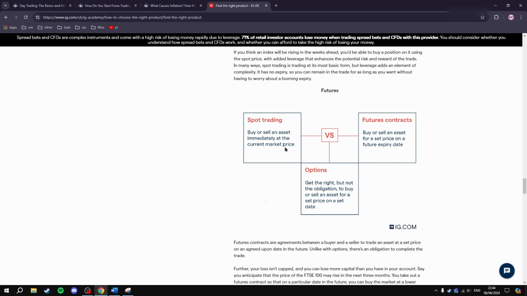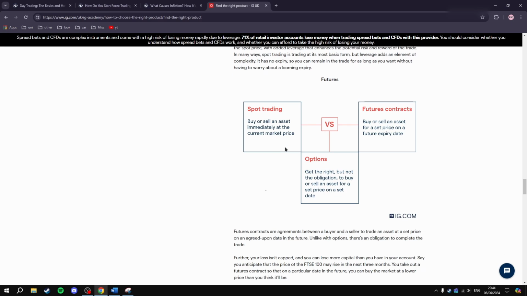If you think the index will be rising in the weeks ahead, you'll be able to buy a position on it using the spot price, with added leverage that enhances the potential risk and reward of the trade. In many ways, spot trading is trading at its most basic form, but leverage adds an element of complexity. It has no expiry, so you can remain in a trade for as long as you want without having to worry about looming expiry.